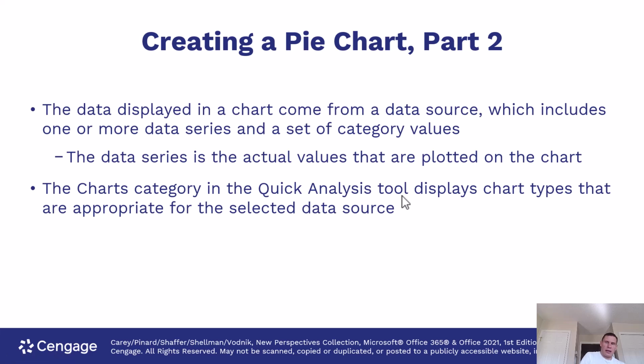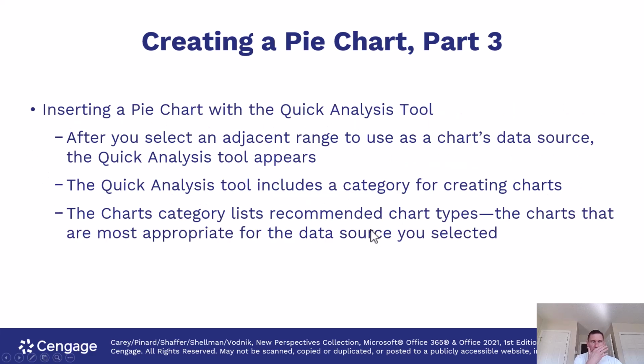The data displayed in a chart come from a data source, which includes one or more data series and a set of category values. The data series is the actual values that are plotted on the chart. The charts category in the Quick Analysis tool displays chart types that are appropriate for the selected data source.